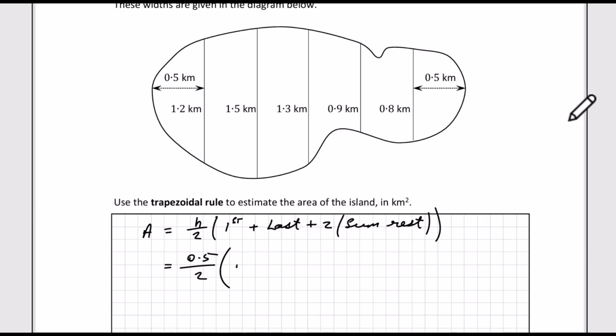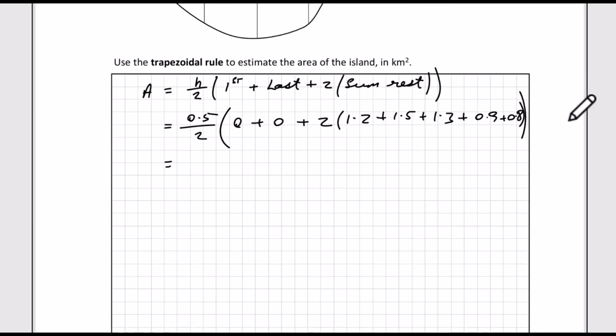So I'm going to say 0 plus 0, and then it's plus twice all the others added. So now I'm including the 1.2 plus the 1.5 plus the 1.3 plus the 0.9 plus the 0.8, and that is it. So you've got to just work all that out.